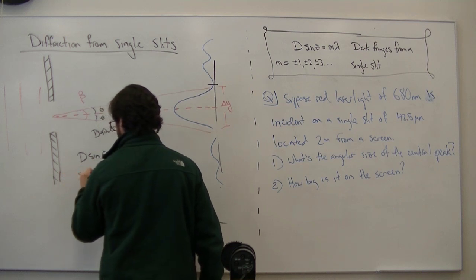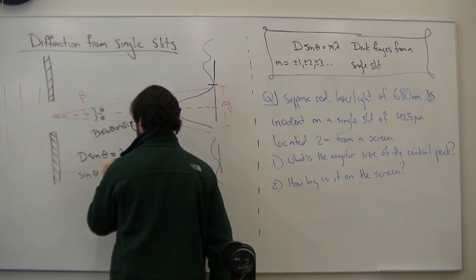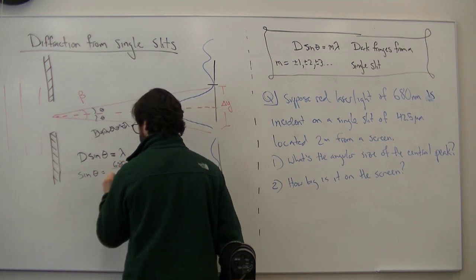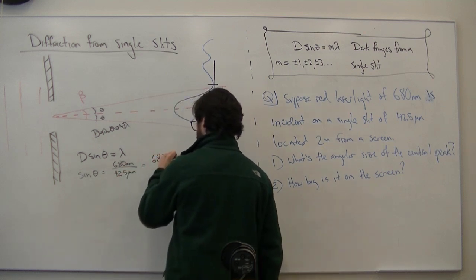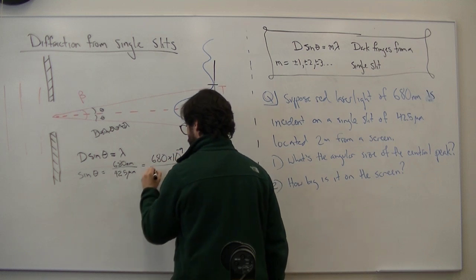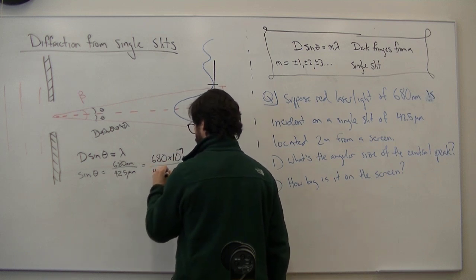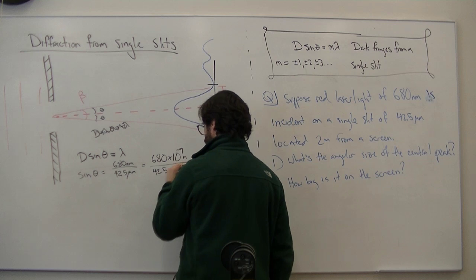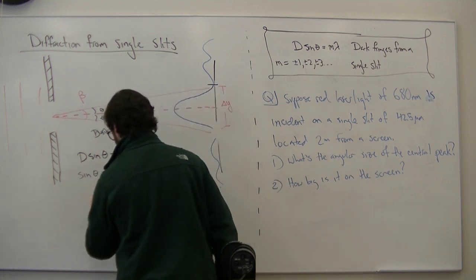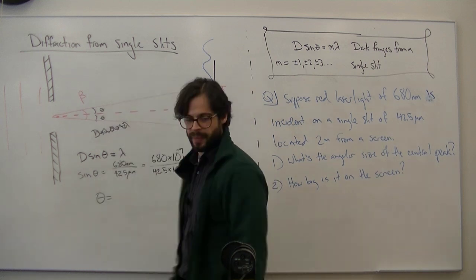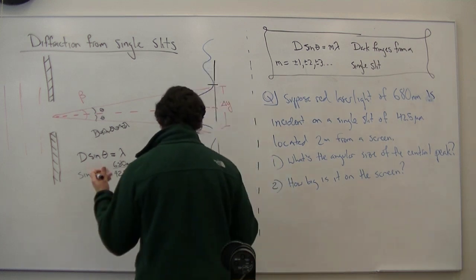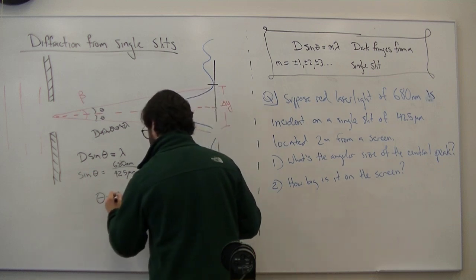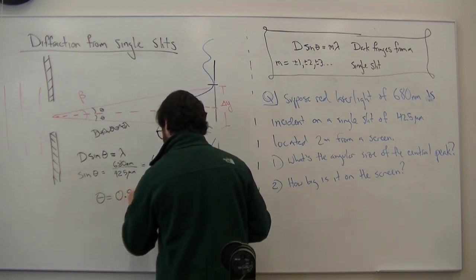So I have sine theta is 680 nanometers divided by 42.5 microns. So that's 680 times 10 to the -9 meters over 42.5 times 10 to the -6 meters. So this looks like it's going to be small. I have a calculator, beep, boop, boop. And my calculator will return either radians or degrees, whatever I ask it to. Let's say it returns degrees. So theta is 0.917 degrees.